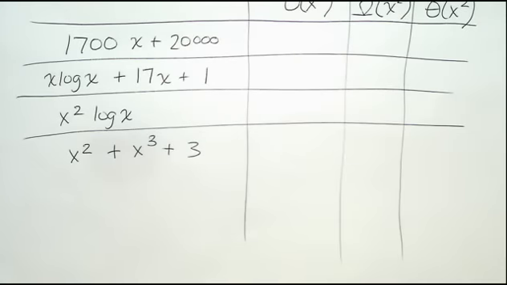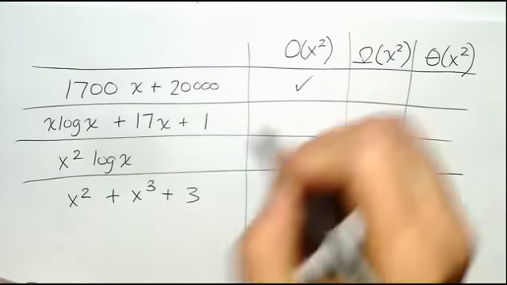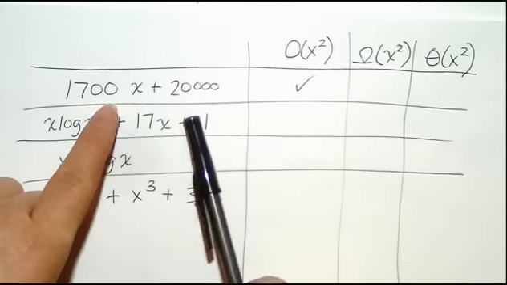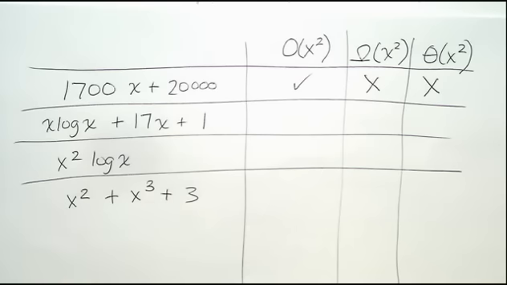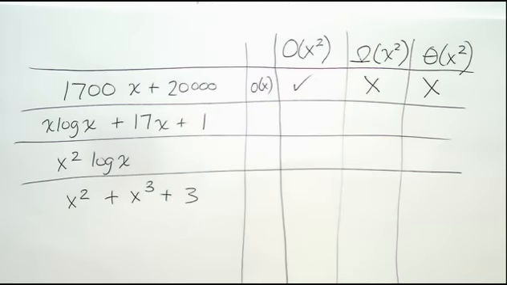All right, so in our first row, we have 1700x plus 20,000. Is that in big O of x squared? So when I ask you if something's in big O, can I bound it by a constant times x squared? Is it less than or equal to some constant times x squared? Yes. So is it in big omega of x squared? No, because they are not approximately the same size. So it can't be in the theta. So if we can, let's also write the smallest big O estimate. So the smallest big O estimate for this is big O of x, right?